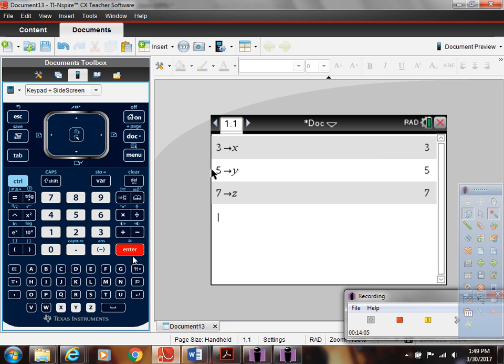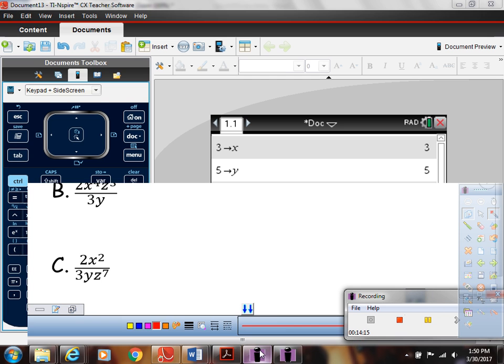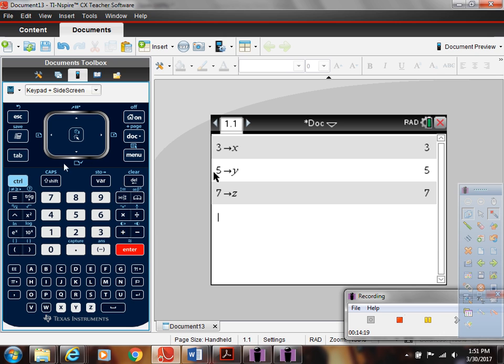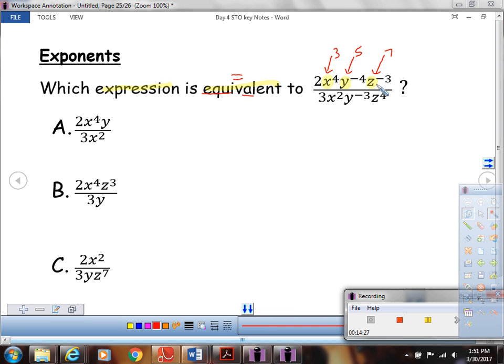So in other words, you're just letting the calculator know, okay, I want a 3 for the X, I want a 5 for the Y, and I want a 7 for the Z. That's it. Nothing fancy. So now, let's type in the problem and see what we get. So the problem is this one. Now, how do we pull up a fraction? Control divide. So now let's type in what's on the top, type in what's on the bottom. Let's see if it works without putting multiplication signs. Let's just type it and see what happens.